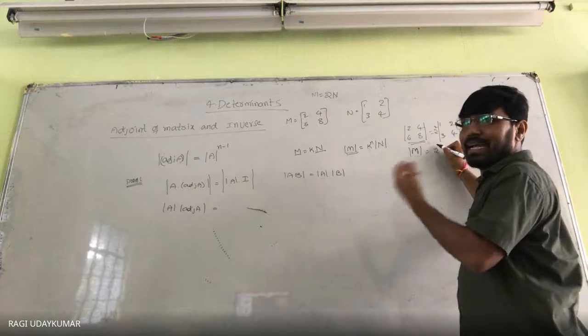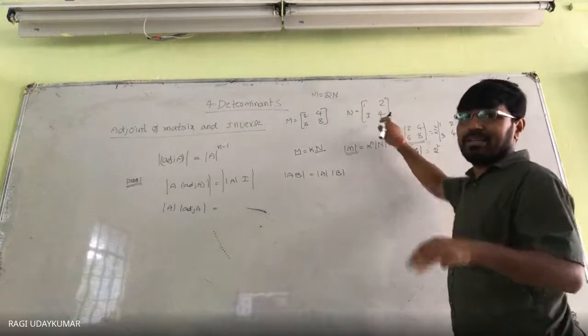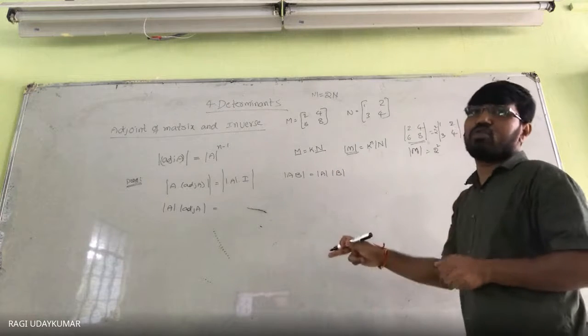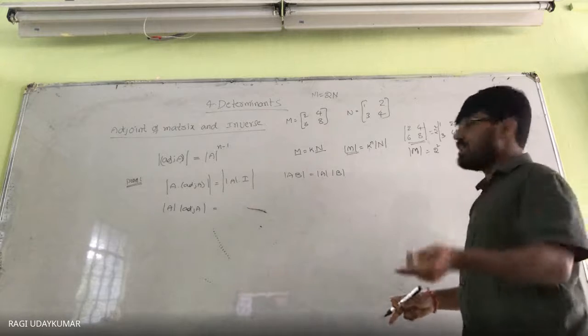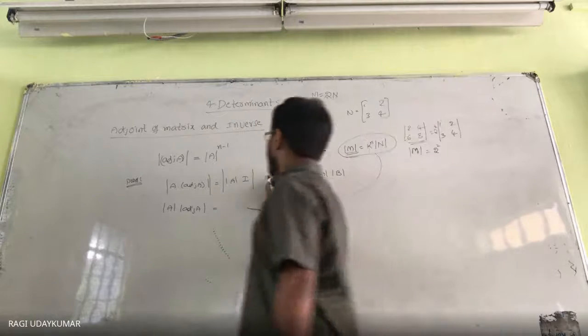The order is second order matrix, that's why 2. Suppose these matrices are third order. From the first row 2 common, from the second row 2 common, from the third row 2 common, then we get 2 to the power of 3. Like that, we are going to use this in this situation.